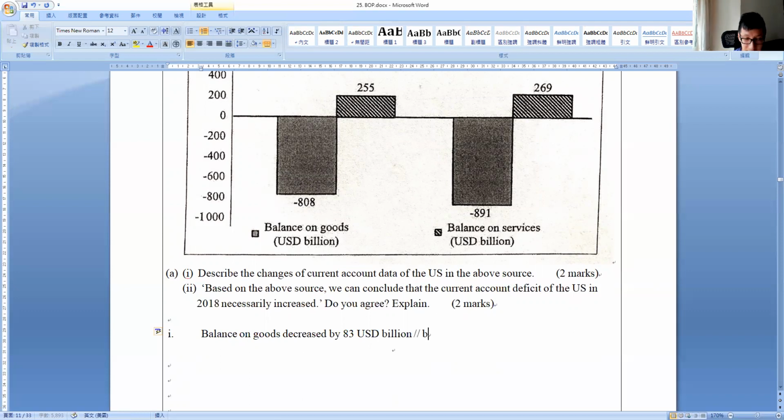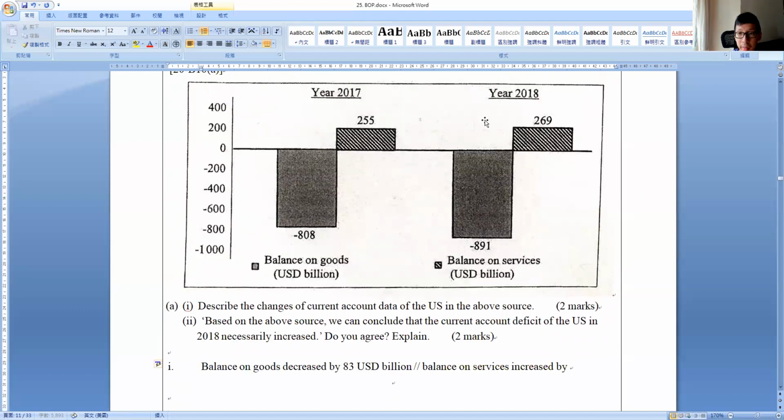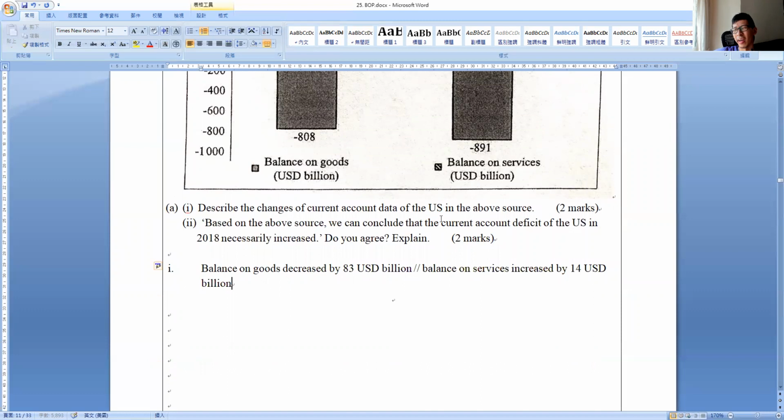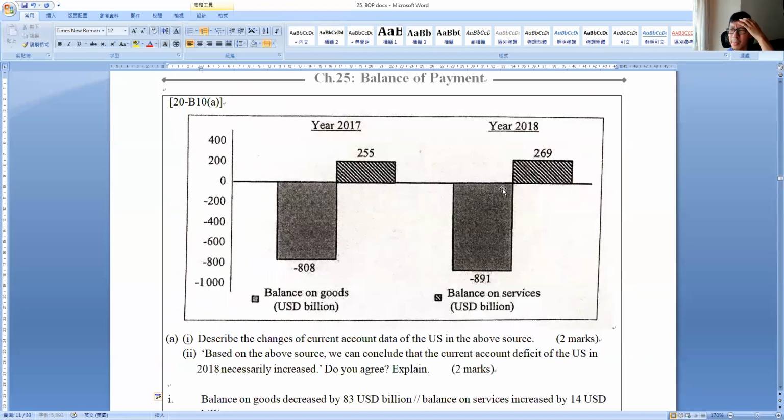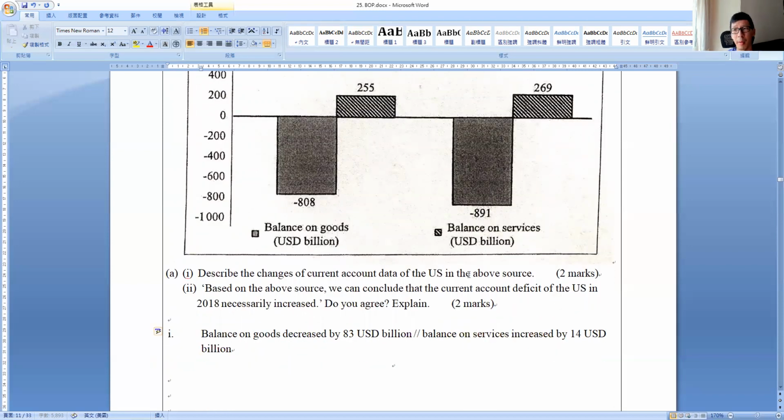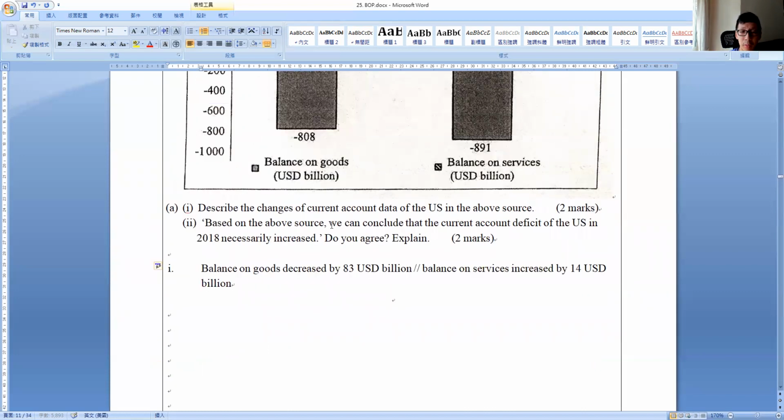Now what about balance on services? Balance on services increased by how much? 255, 269, increased by 14 USD billion. Very easy, right? Okay, so you see sometimes, this is the type of question, but don't spend too much time. No need to write an essay. In economics, just say increase by how much, decrease by how much. That would do it. Okay? Don't overdo it.